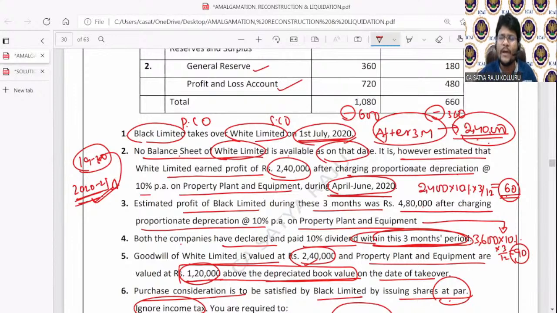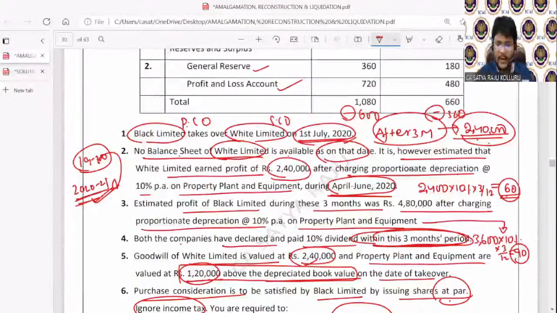Always, you need to calculate dividend on the face value of the share capital. Dividend will not depend upon the time period. Sir, 6 months dividend, 3 months dividend, 5 months dividend, it will not work out like that. Dividend is generally paid for a particular year. Hope you got my point, guys.